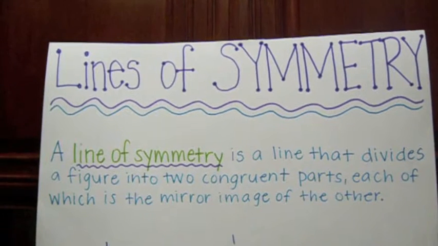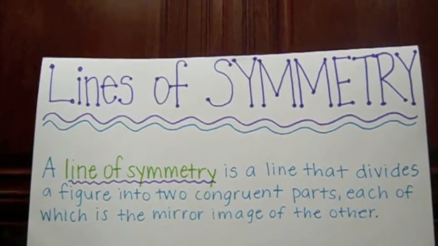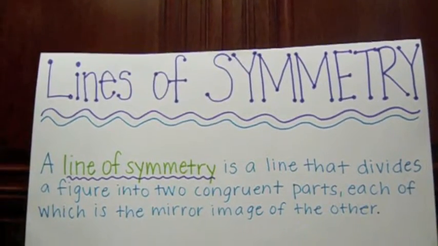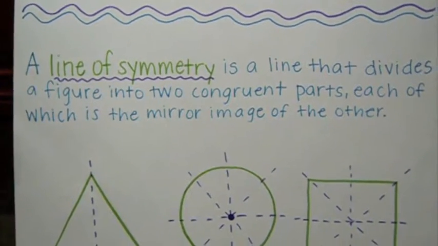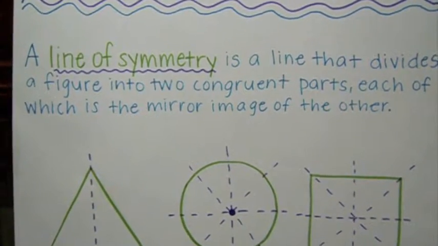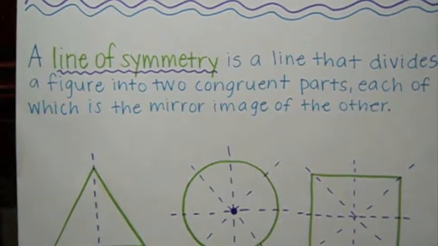Today we are going to be learning how to determine if a figure has lines of symmetry. To begin, let's define what a line of symmetry is. A line of symmetry is a line that divides a figure into two congruent parts, each of which is the mirror image of the other.